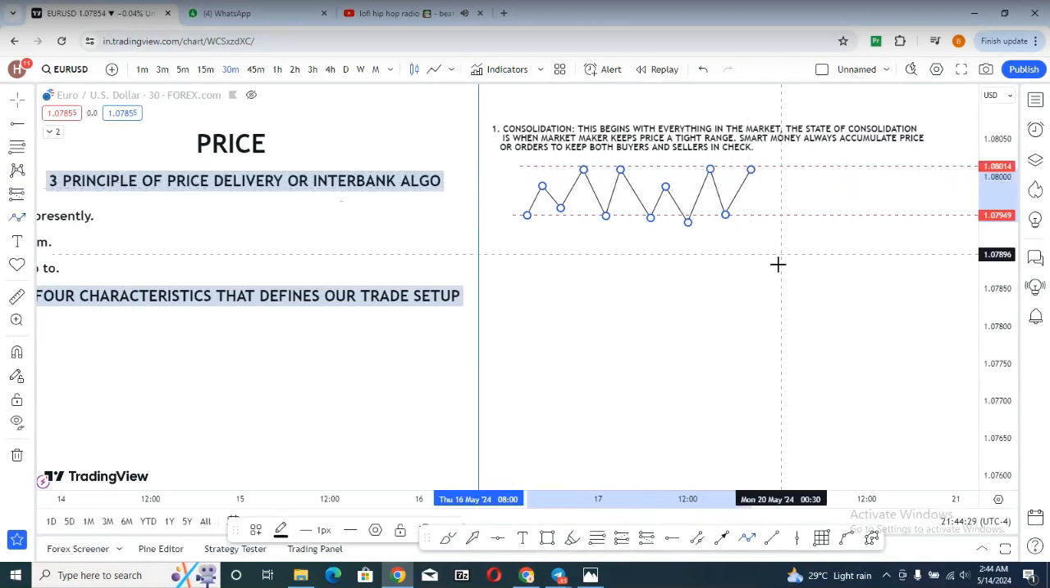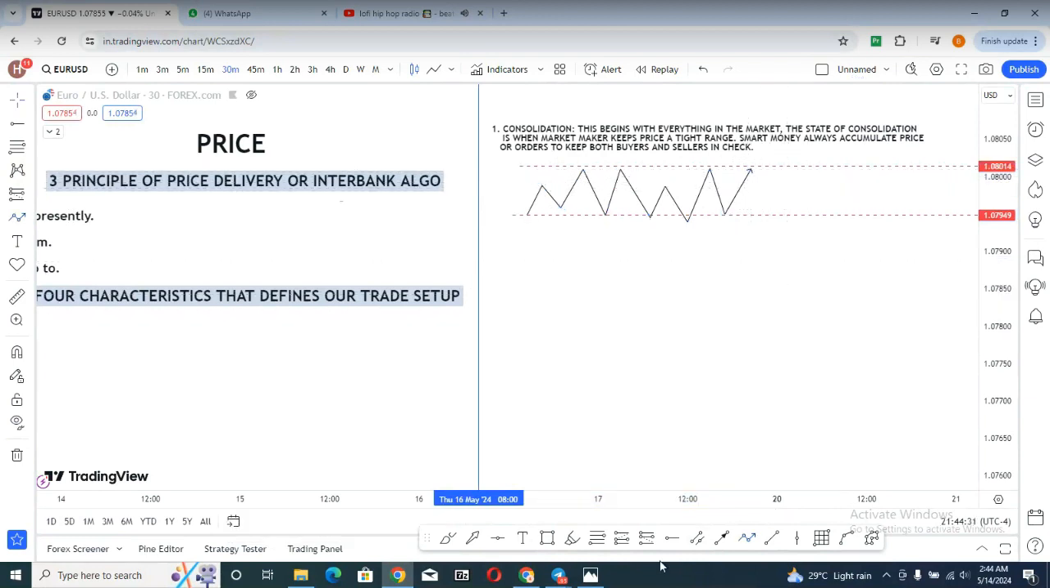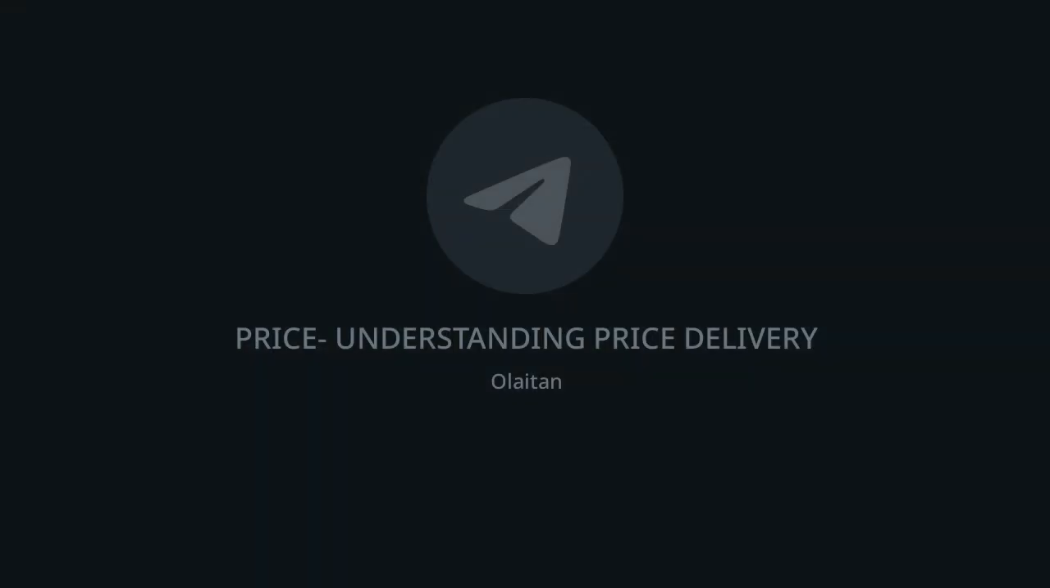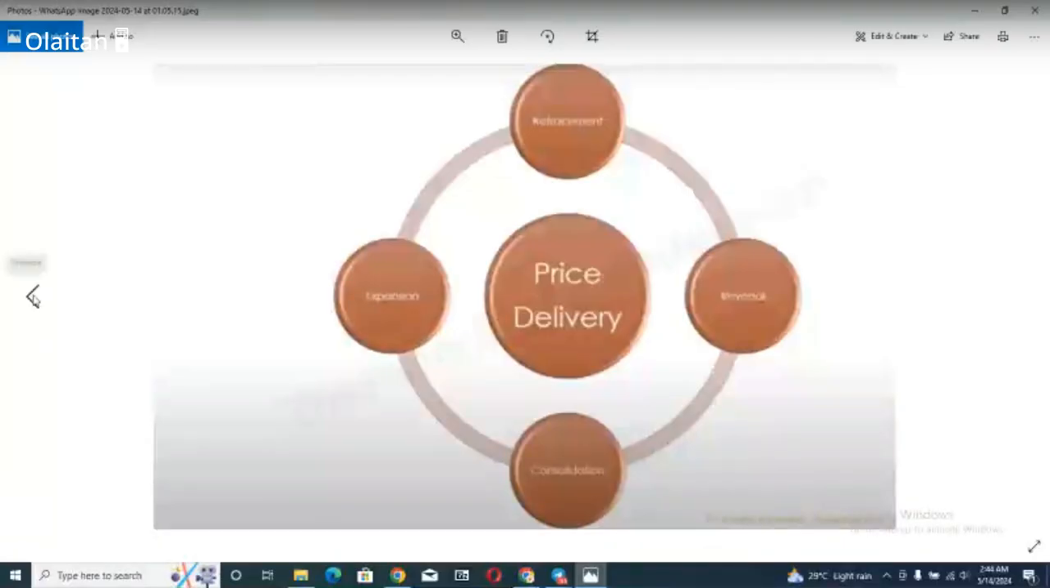So this is an example of a consolidation. Let me show you a pictorial view also. We're going to still go to the chart, but not in this video.